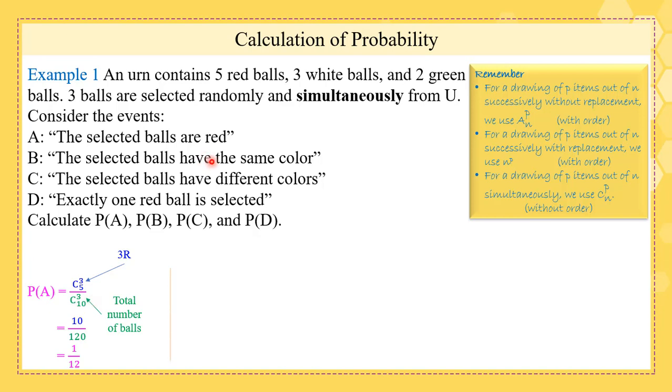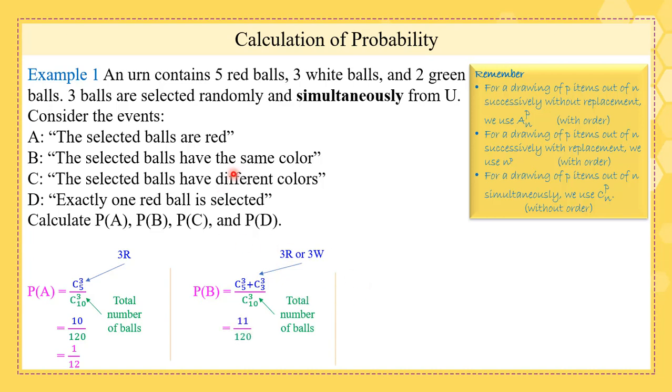Now for P of B, we need to select balls that have the same color, meaning that they could be 3 red or 3 white, and they cannot be 3 green. This is 3 red or 3 white, 3 out of 5 plus 3 out of 3. Remember, or is represented by plus, and in general, we are choosing 3 out of 10.